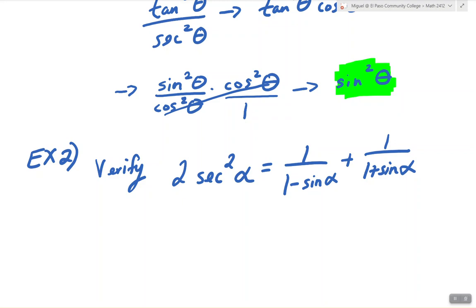Which side do you think is the more complicated, left or right? Yeah, right is definitely more complicated. It has addition between two terms, and it has fractions also.